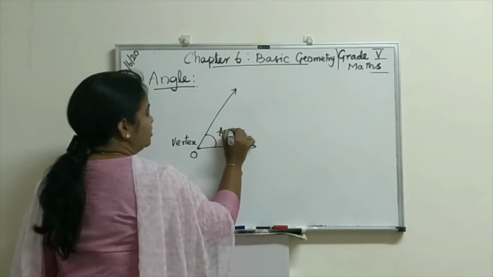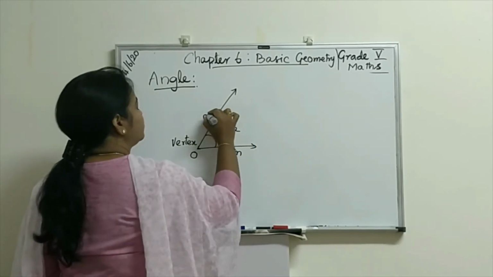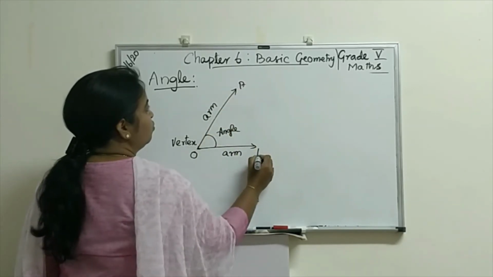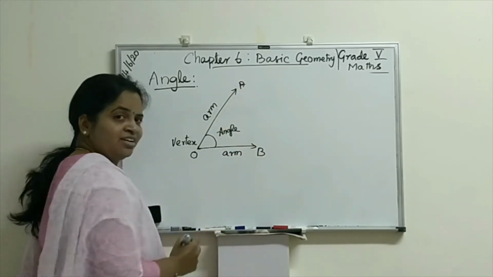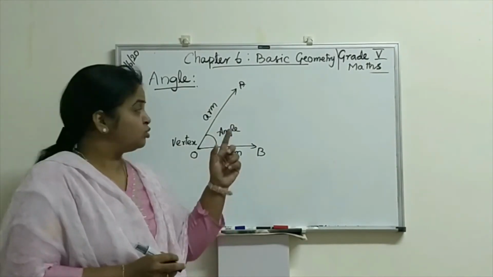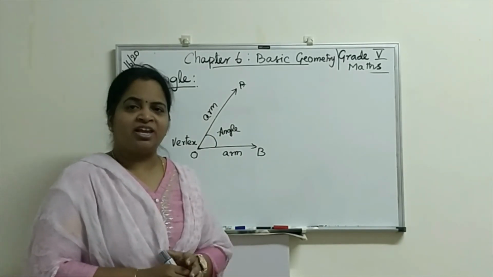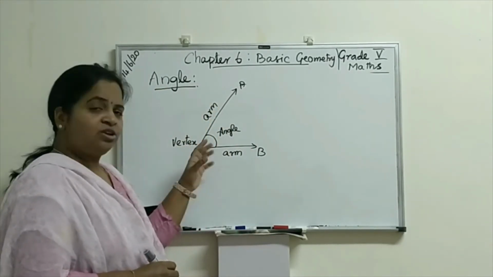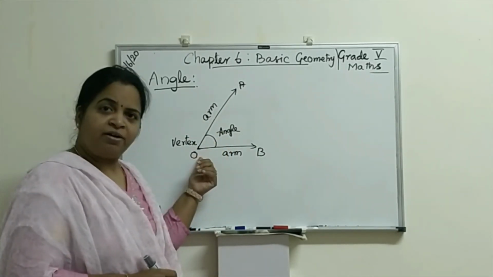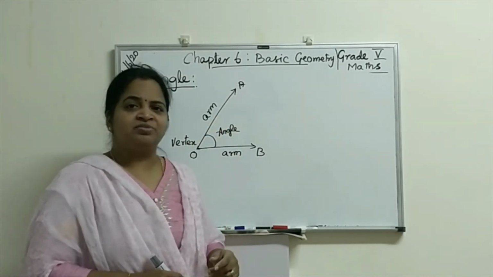This is called the angle. And this is called an arm. One arm. This is another arm. OA is a ray. OB is another ray. You got it? When you are writing in the examination about angles, you have to mention everything. Then only you will get full marks. Okay? So, angle, you understand? When two rays meet at a single point, what happens? It forms an angle.